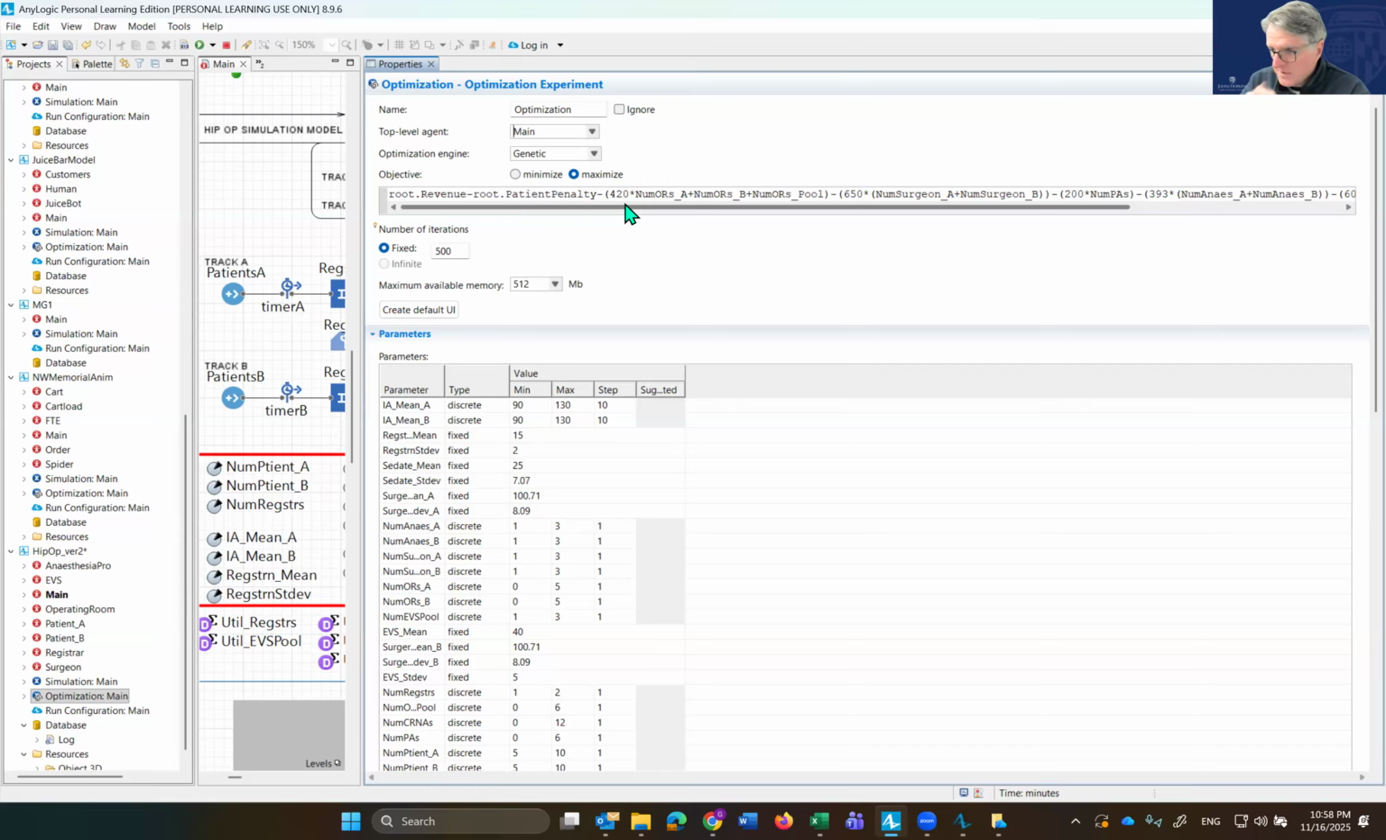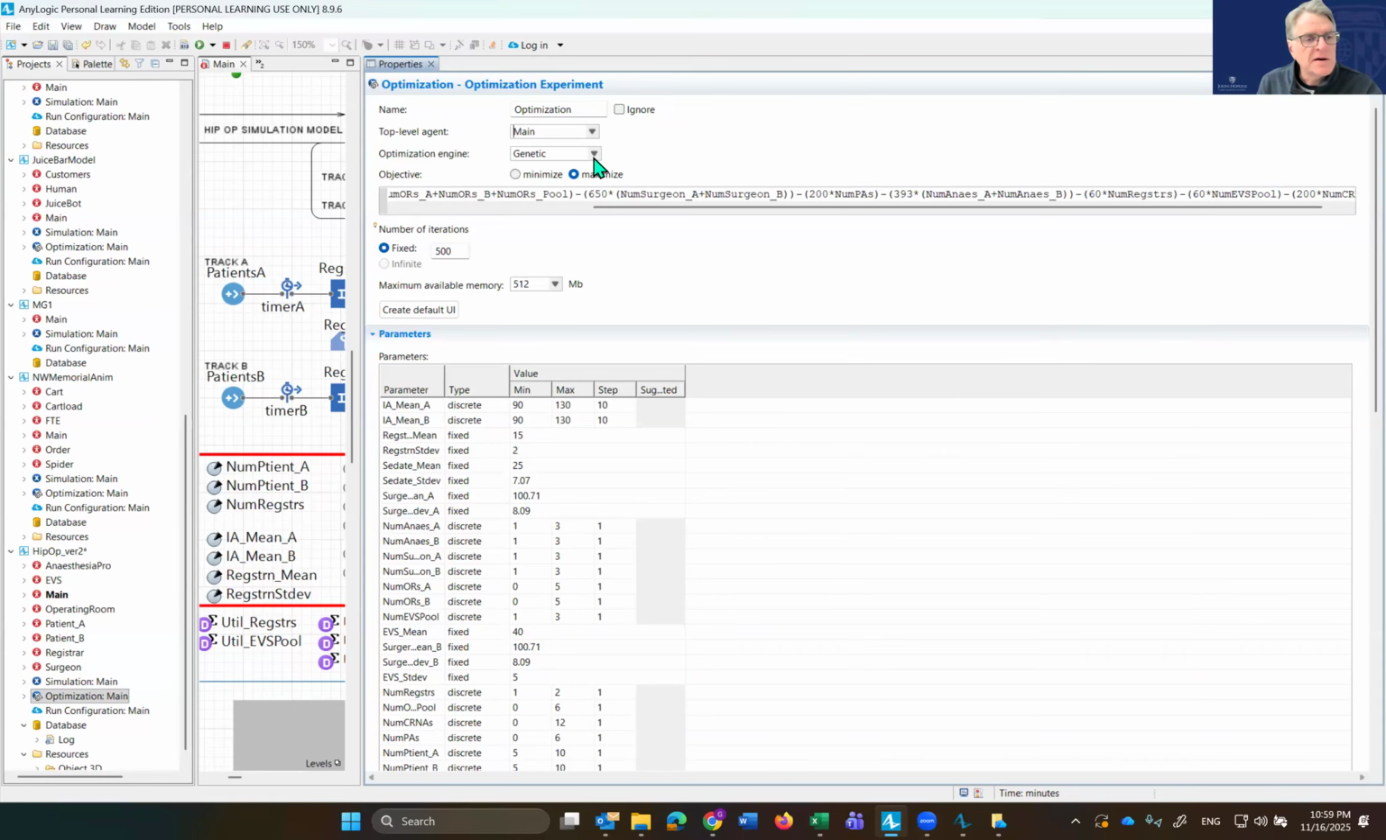If you want to revise these numbers, do so, but with justification. And then on the surgeons, we're saying they get 650, and then there's 200 for the PAs. So these are all deductions, right? And then slide this across here. 393 for the anesthesiologists, 60 for the registrars, 60 for the EVS pool, 200 for the CRNAs. All right, so that is in revenue minus the patient penalty, minus the salaries, minus the OR costs.